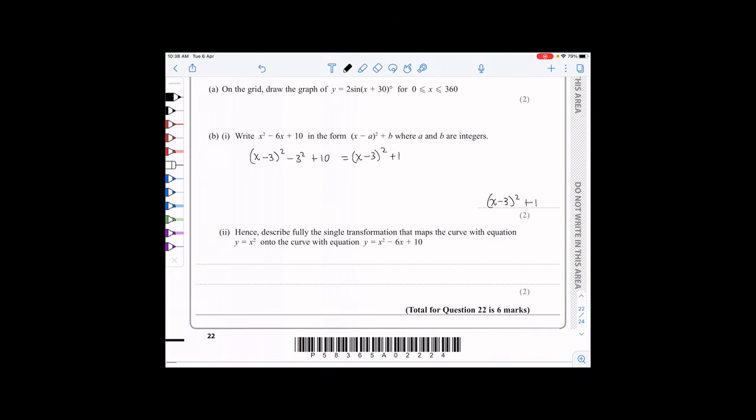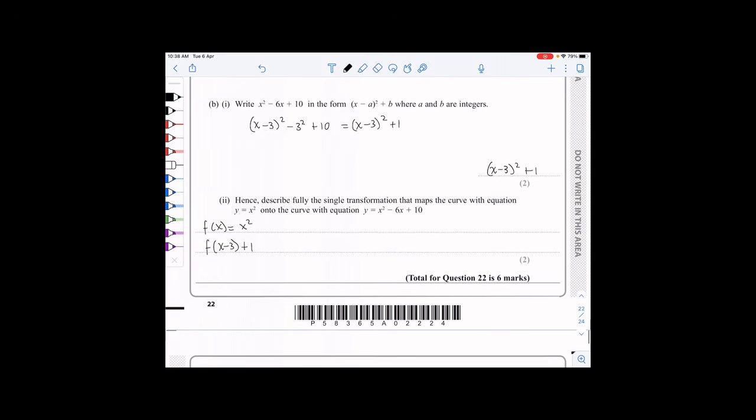And then we need to describe fully the transformation that will take us from x squared into this curve. So if we start from f of x is x squared, then what we are looking at is f of x minus 3 plus 1. This is a translation 3 to the right and 1 up. So this is simply a translation by the vector 3, 1.